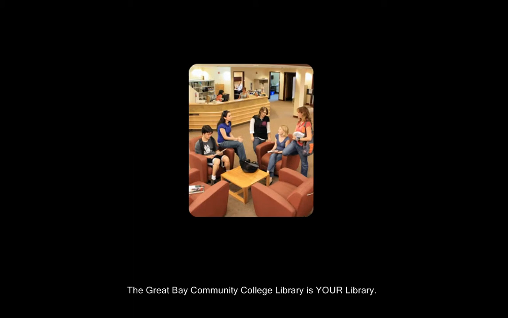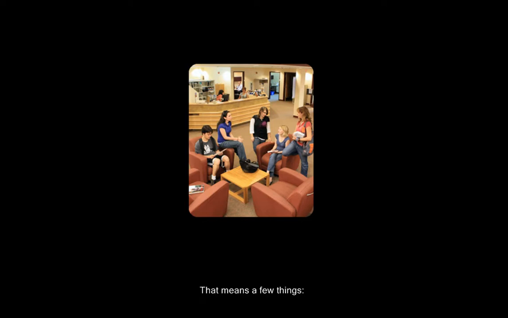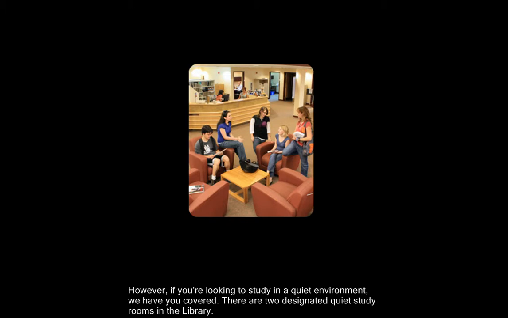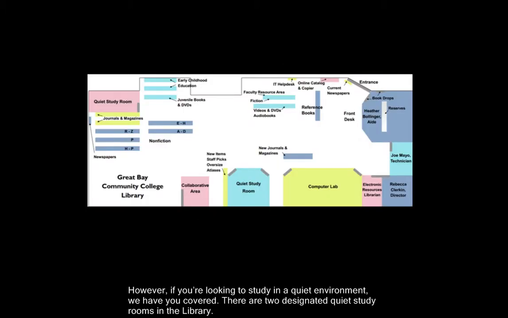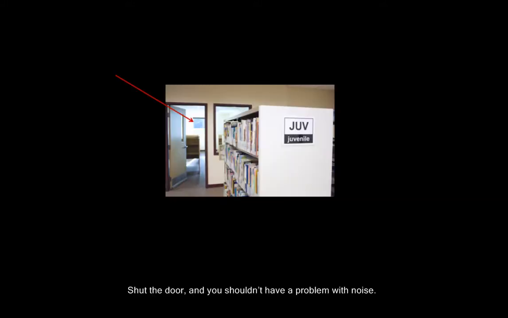The Great Bay Community College Library is your library. We want students, faculty, and staff to be able to use the library for research, group work, studying, or just meeting and connecting with each other. That means a few things. For one, this is not a quiet library. You are encouraged to have group meetings or discussions with others. Sometimes we even hold events in the space. However, if you're looking to study in a quiet environment, we have you covered. There are 2 designated quiet study rooms in the library. Shut the door and you shouldn't have a problem with noise.